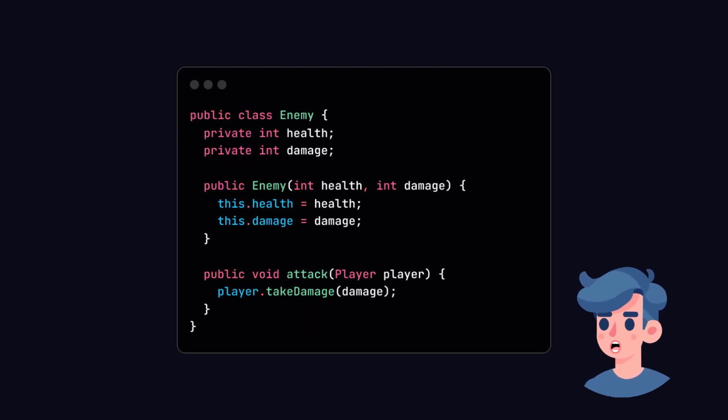Now, let's implement enemies in our game. We'll create an enemy class that has properties like health and damage. The player should have the option to combat these enemies.